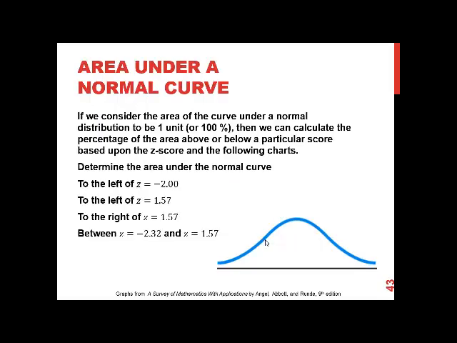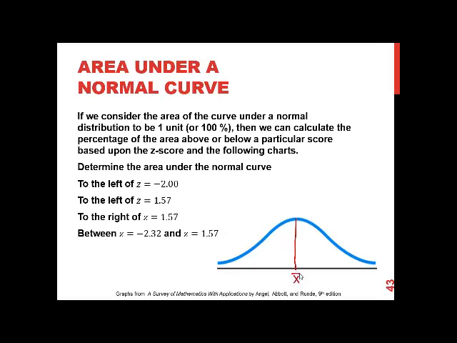So, if we consider the area under a curve to be 1 unit, or 100%, we can calculate the percentage of the area above or below a particular score using the following charts. It's similar to seeing that a certain percentage of students got between a 45 and a 75. What we're going to be looking for is the area under the normal curve to the left of z equals -2.